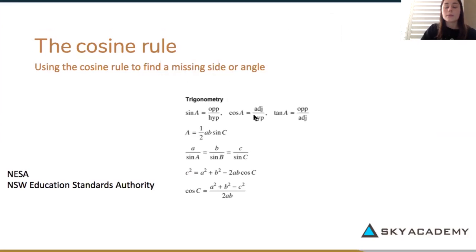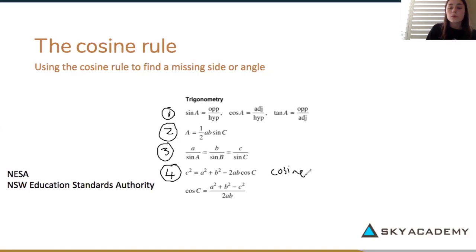Here is the reference sheet. This is a screenshot I took from the reference sheet from the New South Wales Education Standards Authority website. We know that the first formula they have here is for SOHCAHTOA. We know the second one is for the area of a triangle. We know the third one is the sine rule. This fourth one here is the cosine rule for a side. And the 5th one here is the cosine rule, but for an angle.